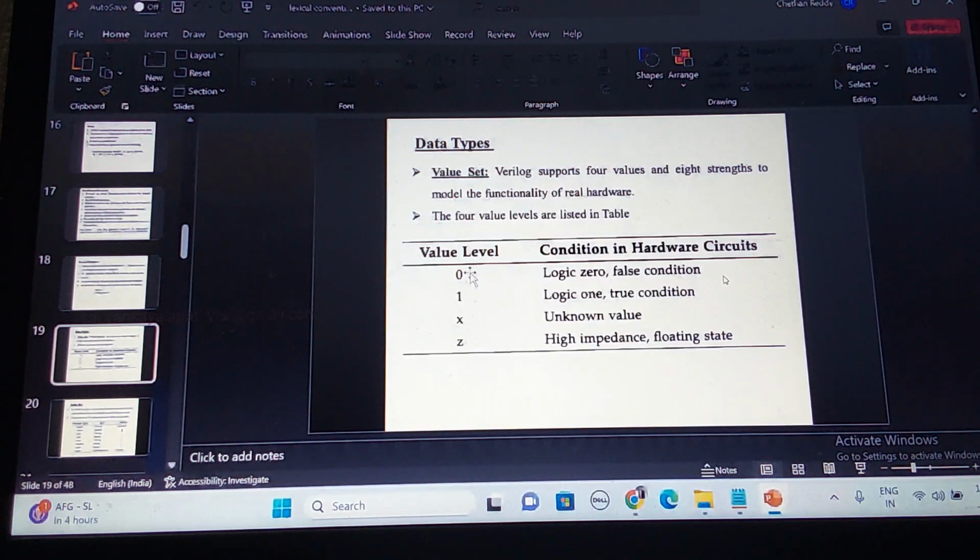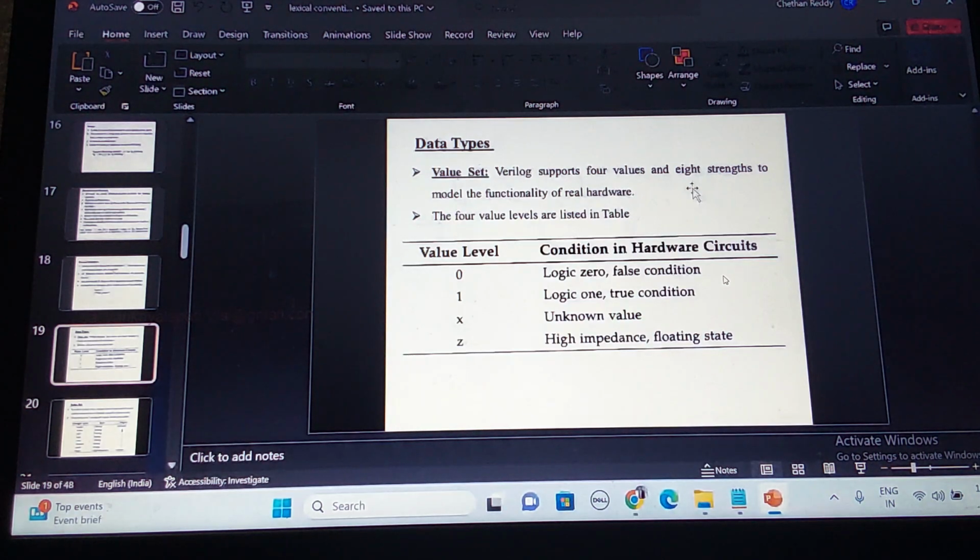So this we call the value set of the Verilog. Verilog supports 4 values and 8 strengths to model the functionality of real hardware. To model any real hardware, it supports high impedance and it is supporting how many strengths? 8 strengths. I will show you what the strengths are. Okay, 8 strengths it will be supporting.